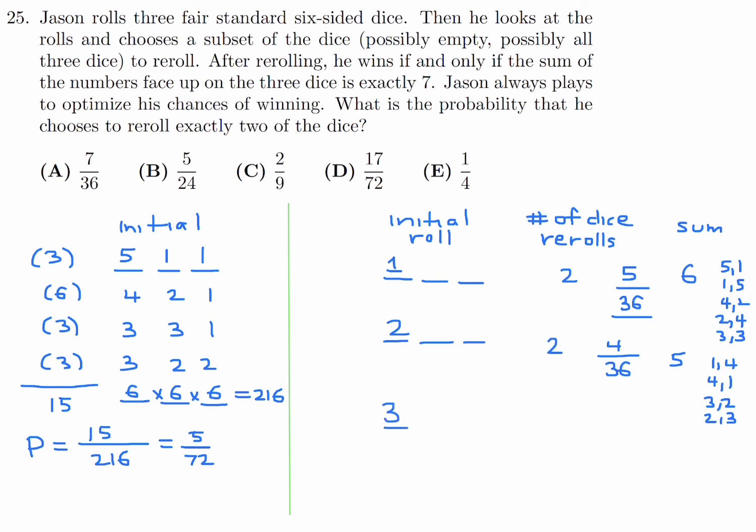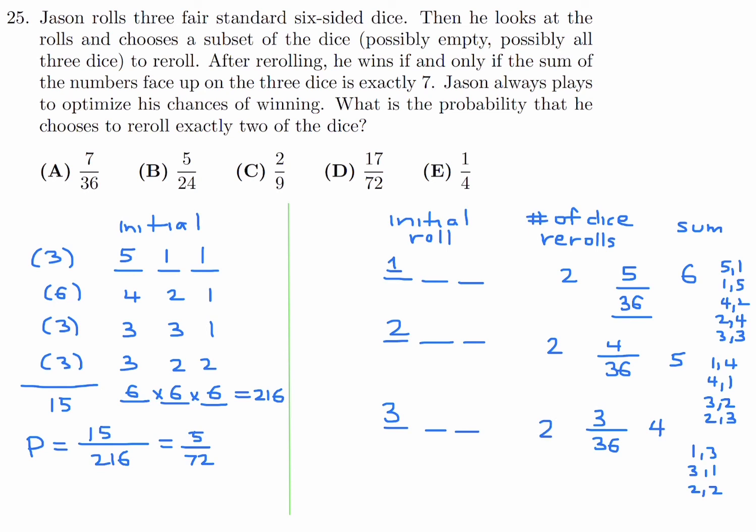How about if I have a 3? Well, this sum has to be 4 now, because 4 plus 3 is 7. And how do I get a 4? Well, either a 1 and a 3, or a 3 and a 1, or a 2 and a 2. So there's, as you can see, 3 ways, these 3, out of the 36 possible outcomes when 2 dice are rolled.